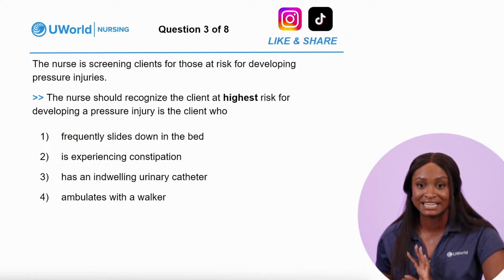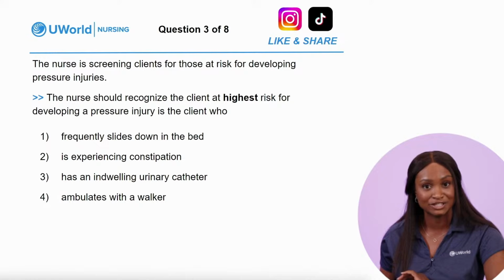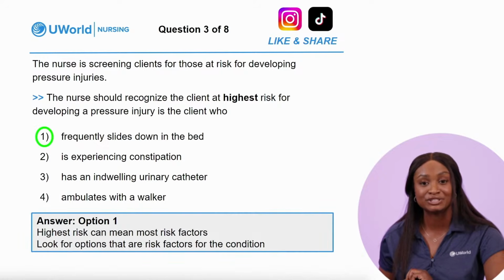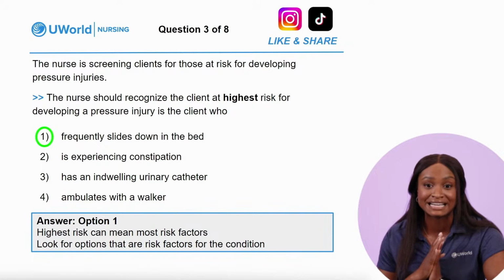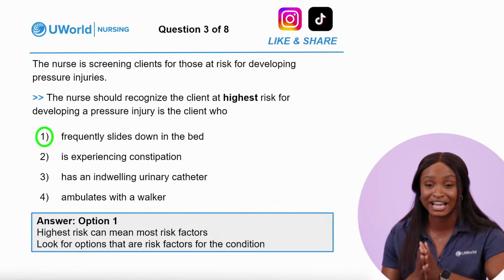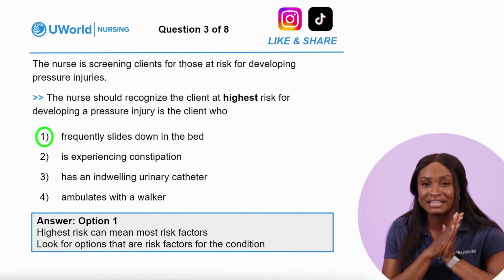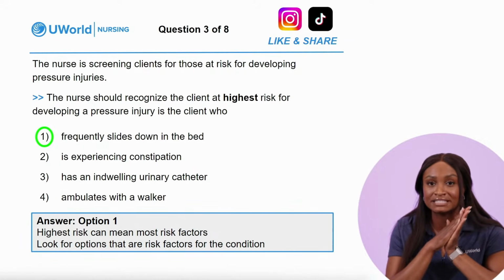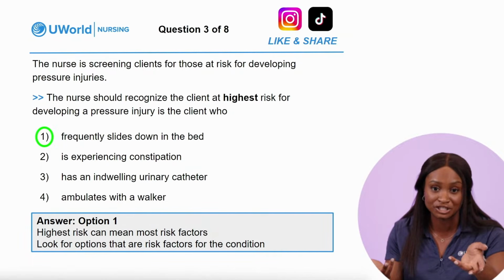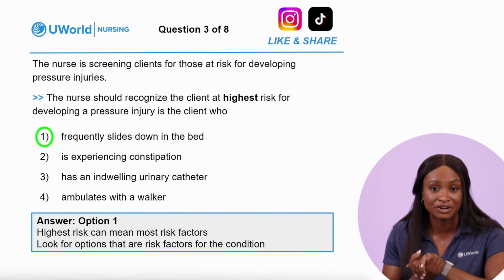We want to know which is the client at the highest risk for developing a pressure injury. So that would be, drumroll, option 1. Option 1, these clients that frequently slide down in the bed are at the highest risk for skin breakdown because that friction and that shearing causes constant pressure on the skin and promotes a pressure injury. So that would be the correct answer.